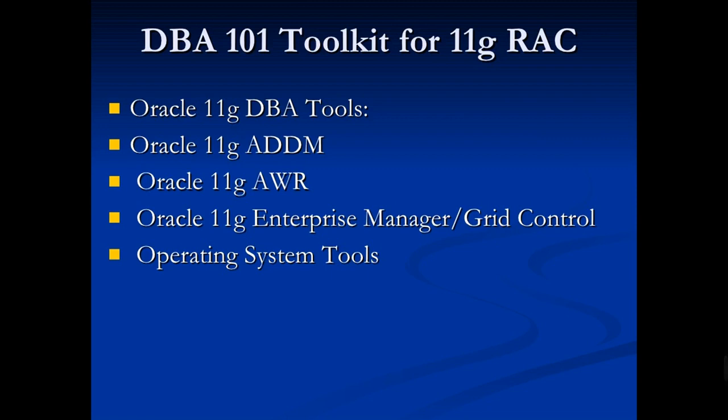DBA 101 toolkit for 11g RAC. Here it is. Oracle 11g DB tools are provided, like Oracle 11g ADDM, Oracle 11g AWR, Oracle 11g Enterprise Manager Grid Control, or different tools like OS Watcher. And now the Trace File Analyzer, TFA, tool is available. It will collect all the diagnostic information from all the issues that happen in the DB. So, the TFA tool.